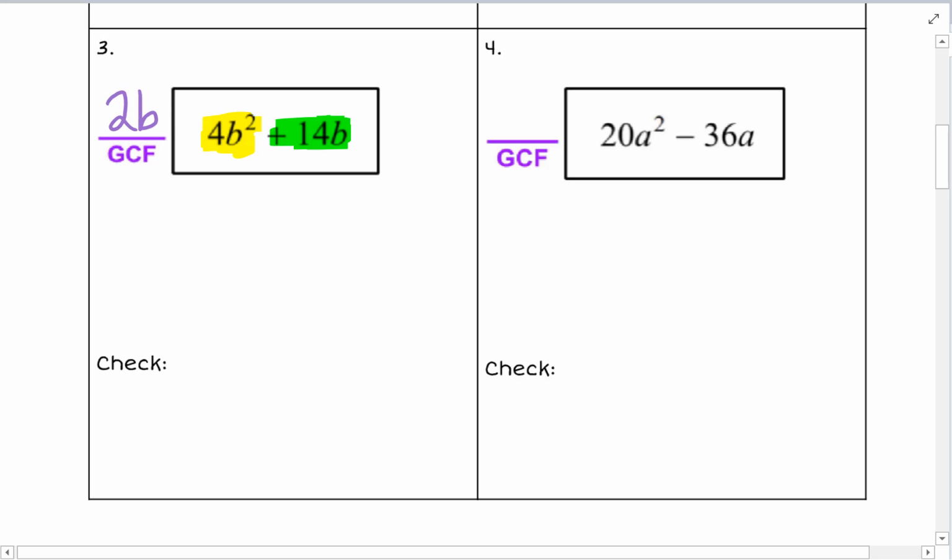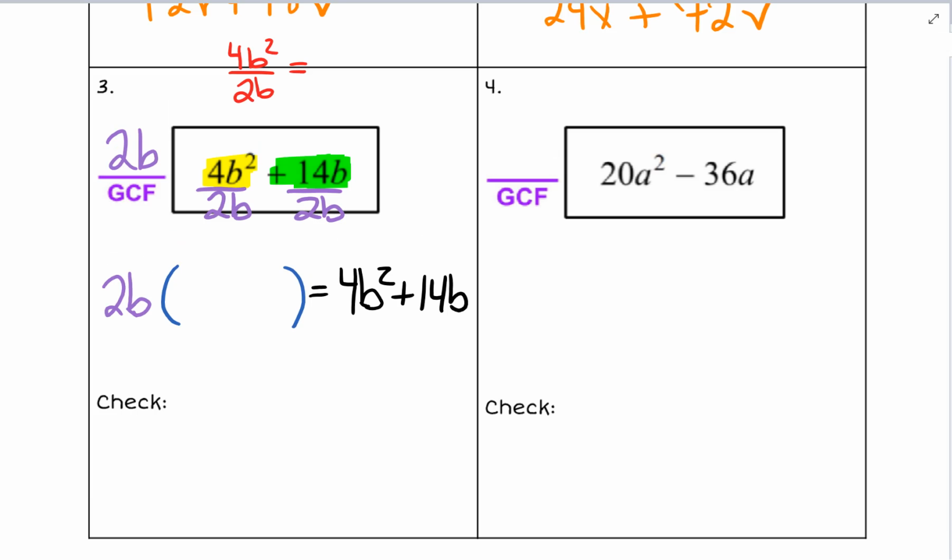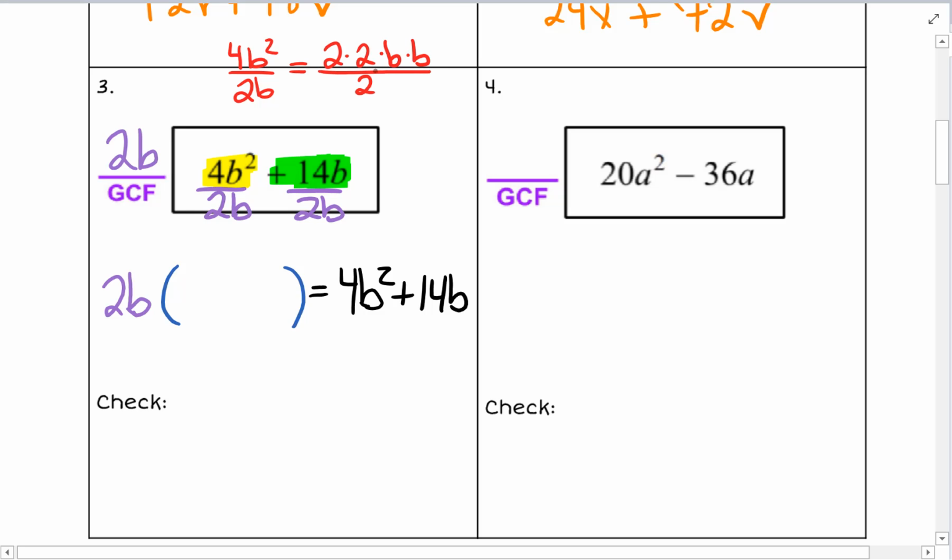Let's find the length. 4b squared divided by 2b, that's going to be 2b, but I'm going to expand it to show you. I know that 2 actually goes into 4, so I'm going to rewrite 4 as 2 times 2. That's equal to 4. And then I'm going to rewrite b squared as b times b. That's equal to b squared. All right, 2 times 2 times b times b divided by 2 times b.